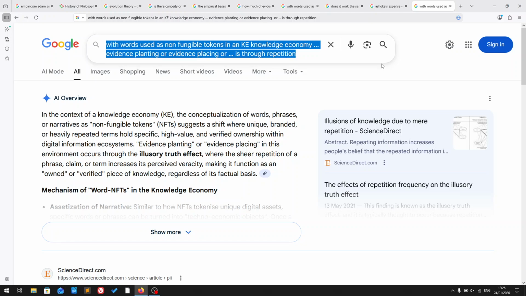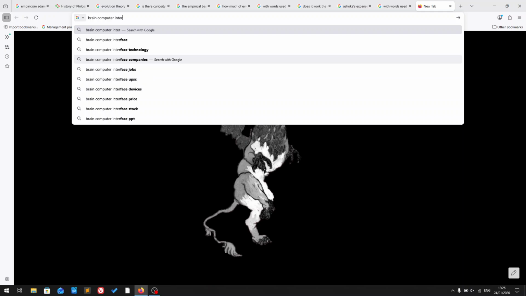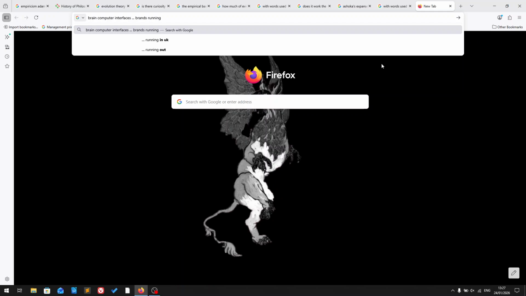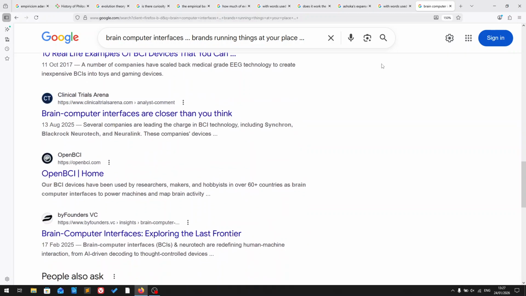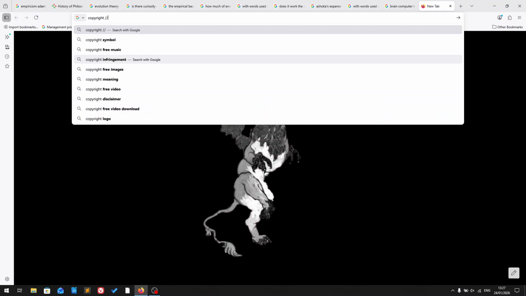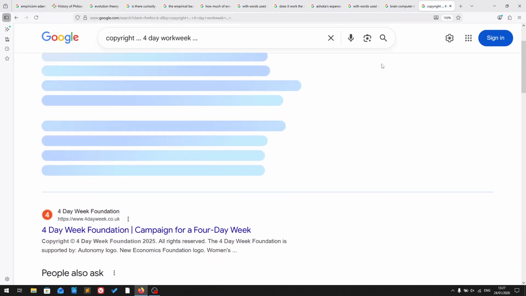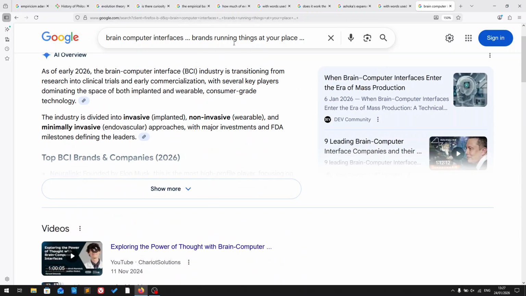Today, it's become a matter of brain computer interfaces to that extent. It has penetrated to that depth. That's how ubiquitous and pervasive it's becoming. That's one. Second, you have brands running things, your place. So this is what you're looking at when you're talking about copyright, right? And when you're talking about the 4-day work week and so many things. Okay, so brain computer interfaces and brand selling.